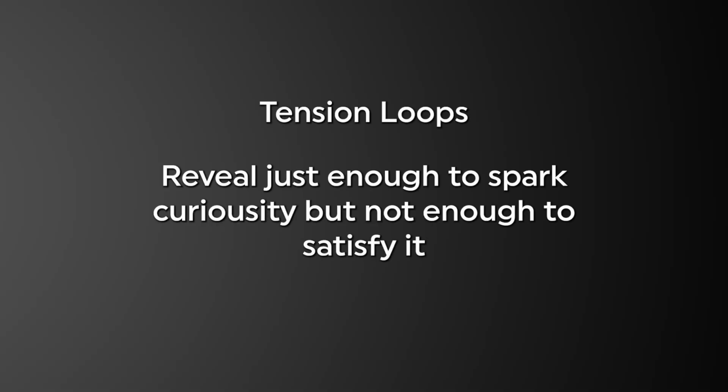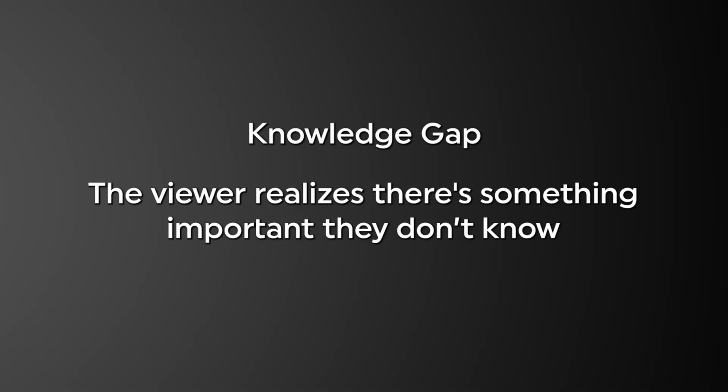A tension loop is when you reveal just enough to spark curiosity, but not enough to satisfy it. So for example, after showing the 4K result, Craig might say something like, but before I show you how I found this exact setup, there's something critical you need to know about these specific market conditions that 99% of traders absolutely miss. So do you see what he did there? He created a knowledge gap. The viewer now knows that there's something that he doesn't know that is super important, and they can't stop watching until that gap is filled.